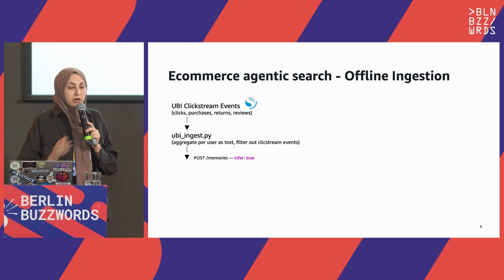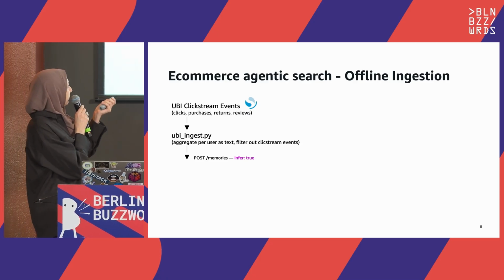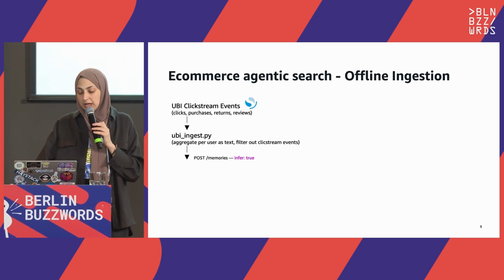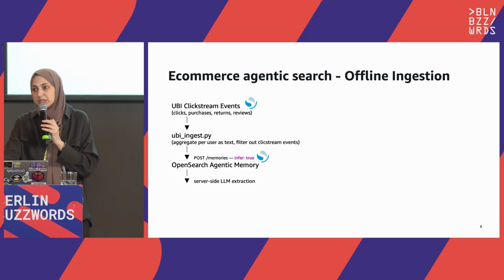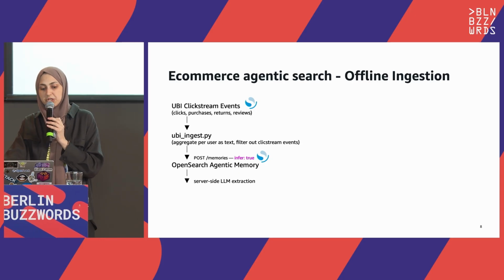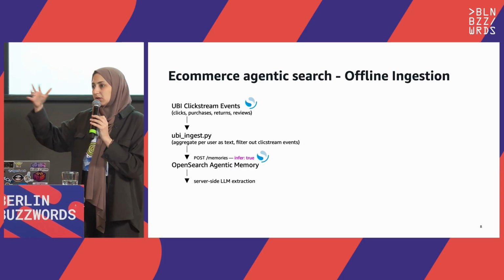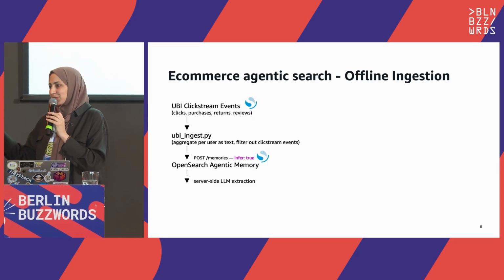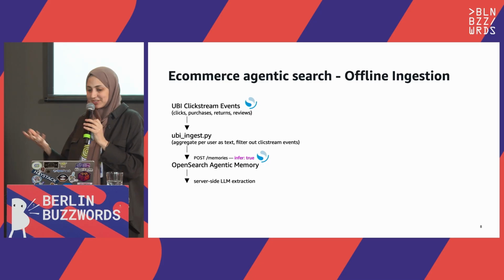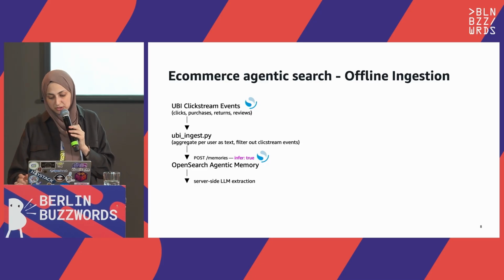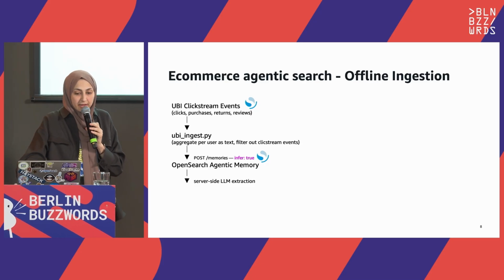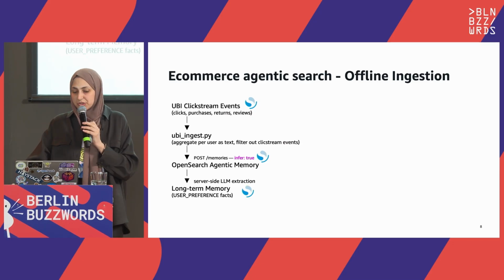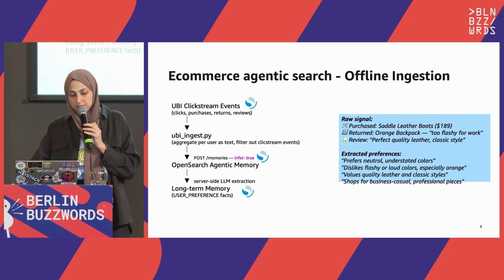OpenSearch memory will automatically infer, so you have infer true, and it will leverage a large language model to infer user preferences from all this historical information that can come from UBI, but also from, I don't know, their Redshift, their previous purchase orders, anything related to the user context. And then the LLM in OpenSearch will automatically infer the user preferences and store them in the long-term memory as facts.